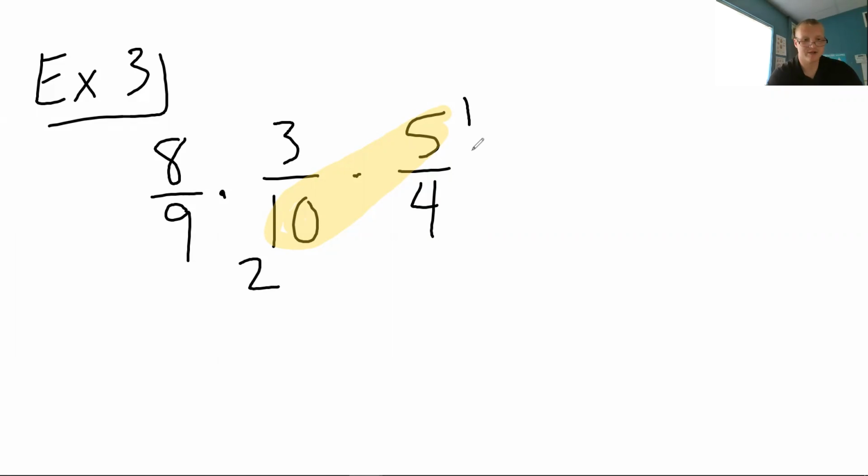So Caleb just said, could I do the 8 and the 4? Why, yes, I could. So I have 4 and 8. So those are the ones Caleb's talking about. What I can do with those, they both are divisible by 4. So 4 divided by 4 is 1, and 8 divided by 4 is 2. Can I do anything else? Bethy, can I do anything else here?